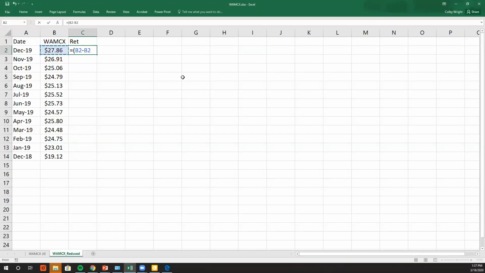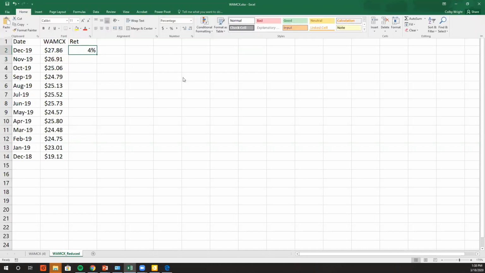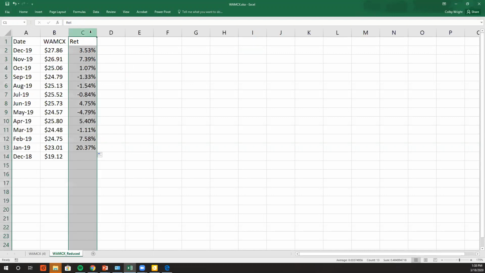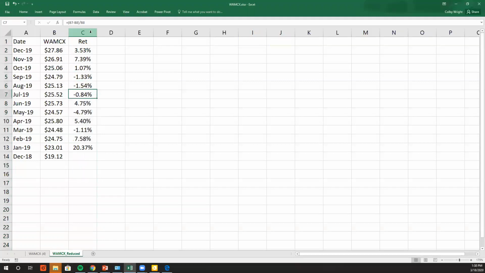So I'm taking the price from December of 2019, subtracting the price in November of 2019, dividing it by the price in November, that's the previous period, turn that into a percent, and there is the percentage return. And we could send this down the line, and so for the year 2019, here are the monthly returns. So these are the arithmetic average returns.